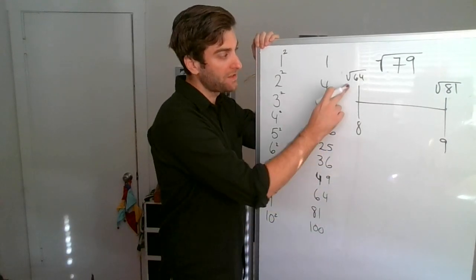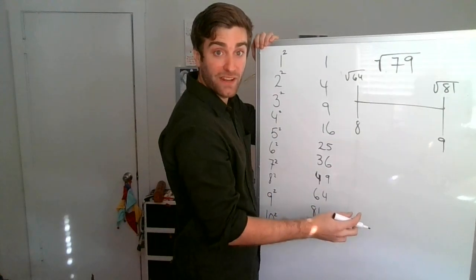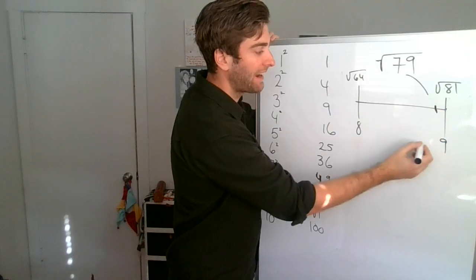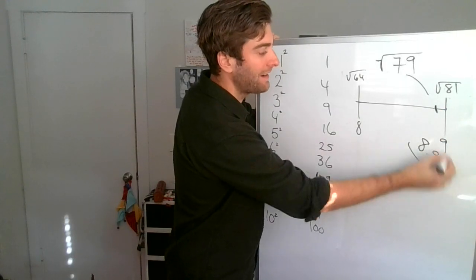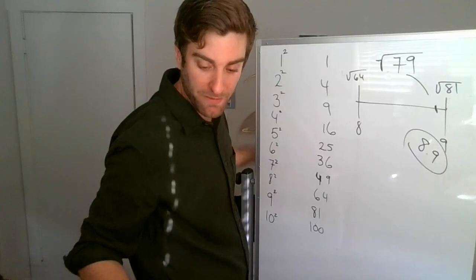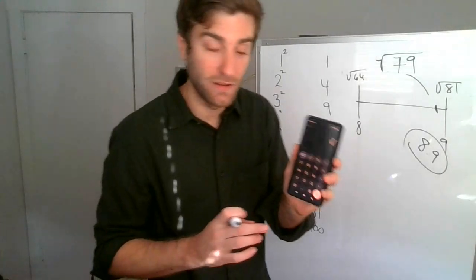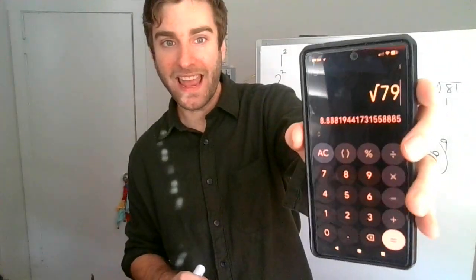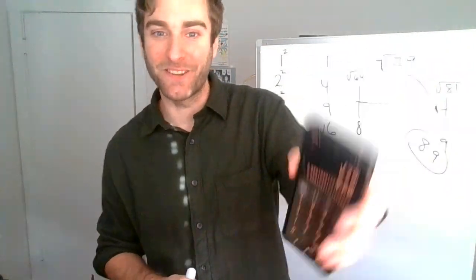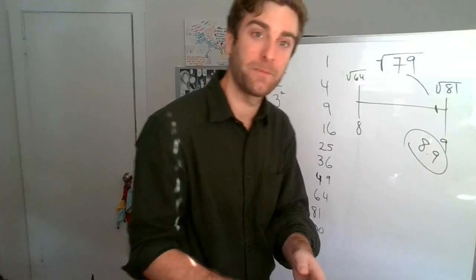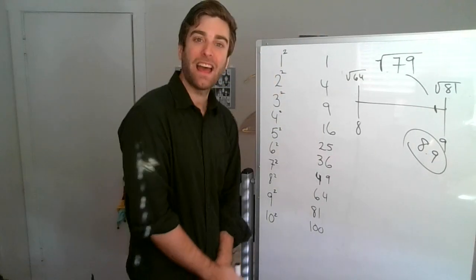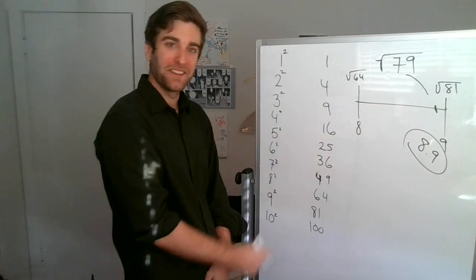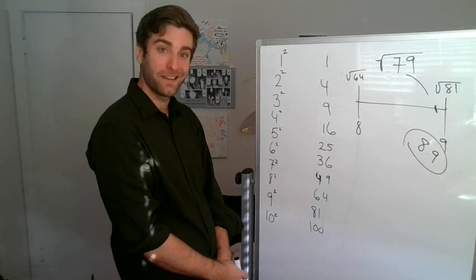Is it closer to 64 or 81? It's really close to 81. It's only 2 away. So I'm going to say it's like that, and I'm going to call it 8.9. Let's see what happens on the trusty calculator. Square root of 79 is 8.88. I'd say that's pretty darn close. This is how you estimate square roots using a number line. You can do this for any square.